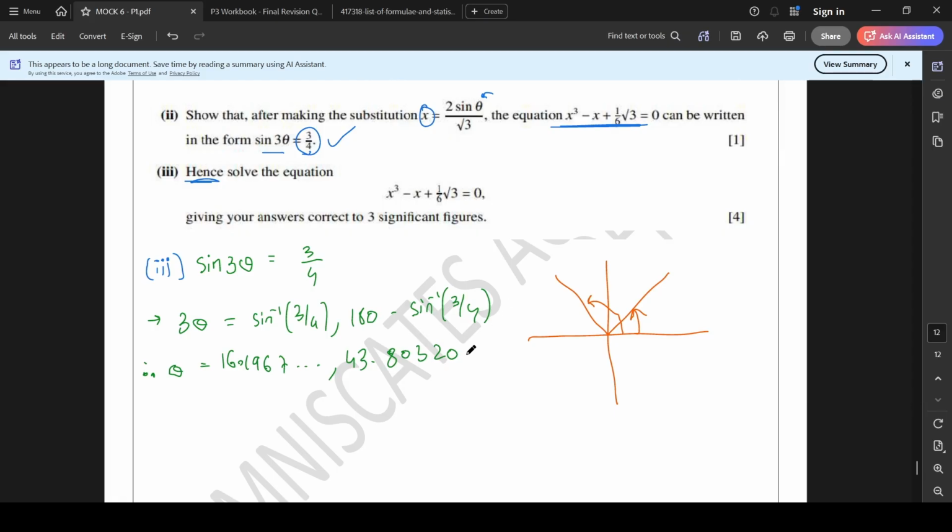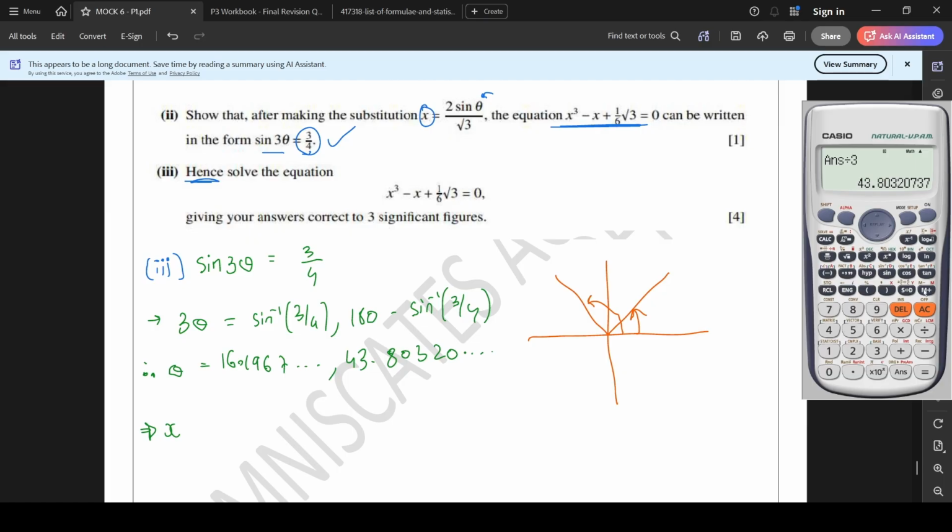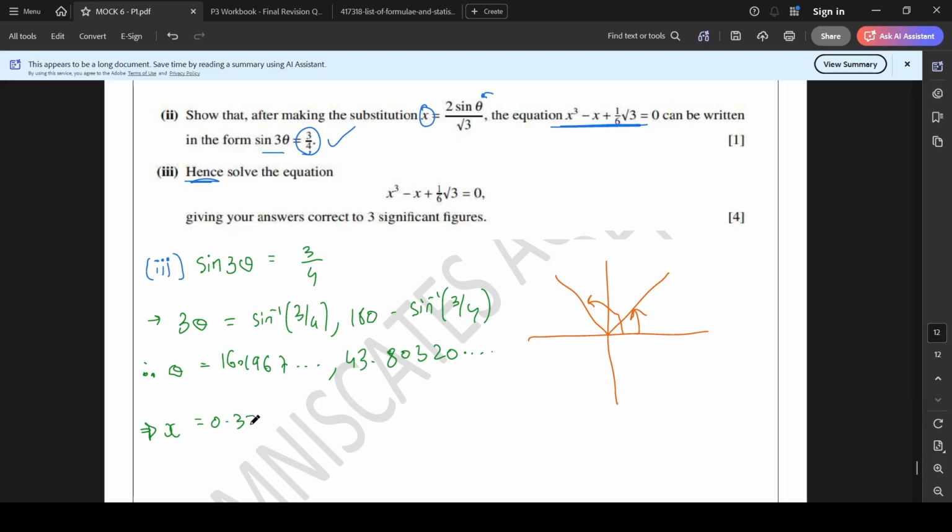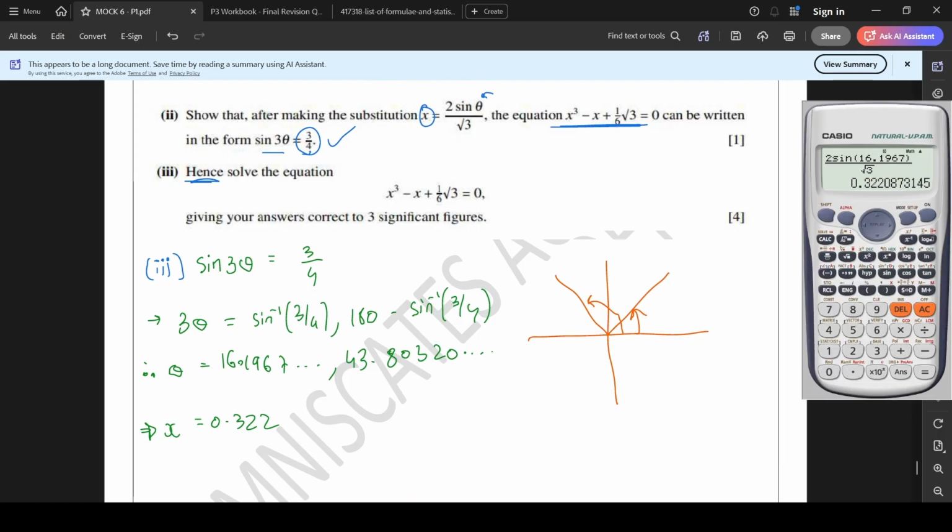Now, the moment I got the value of theta, let me find out the value of x. So I'll try to find my value of x over here by substituting 16.1 over here. So let me do this: 2 sine of angle, which is 16.1967, divided by root 3. So the value of x that I've got over here is 0.322. And we are supposed to give our answers correct to 3 SF. So yeah, this looks good.